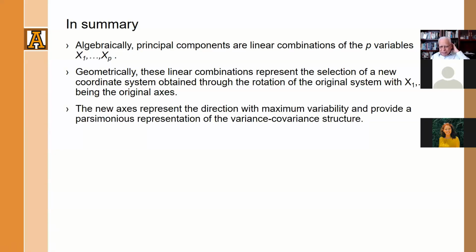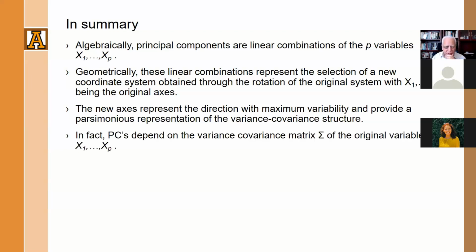The new axes represent the directions with maximum variability, and they provide a parsimonious representation of the variance covariance structure. Because, let's say that we have two principal components that explain 85% of the variance in the whole set of data, we may just be content with working only with those two principal components because they are capturing most of what's happening in the data. Okay.